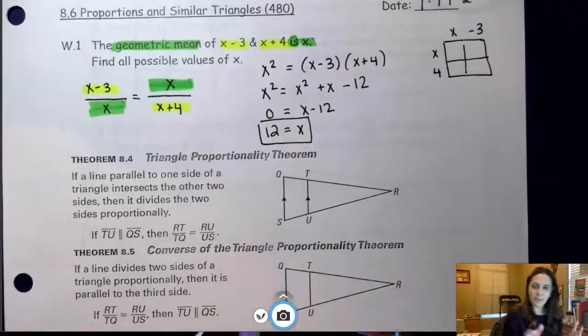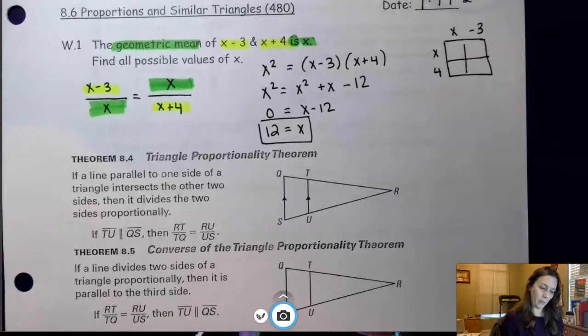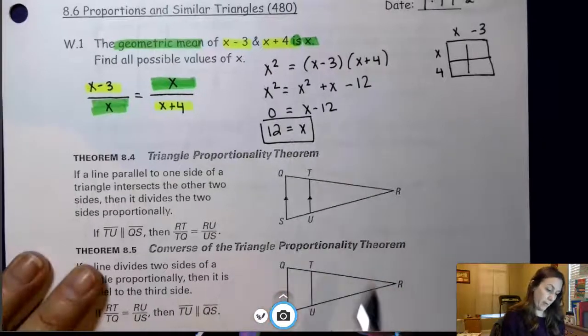This is one that was kind of nice because it worked out. You didn't have to factor or use the quadratic formula, but be careful. In most cases you might end up having to factor.